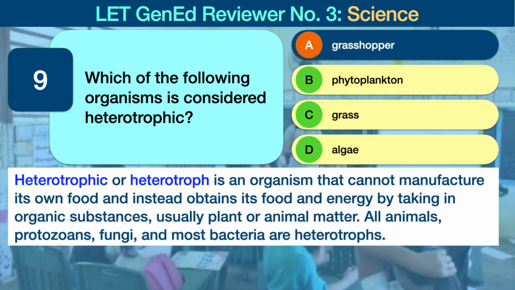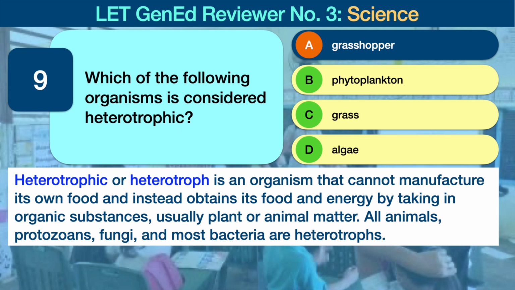The correct answer is A. Grasshopper. A heterotroph is an organism that cannot manufacture its own food and instead obtains its food and energy by taking in organic substances, usually plant or animal matter. All animals, protozoans, fungi, and most bacteria are heterotrophs.